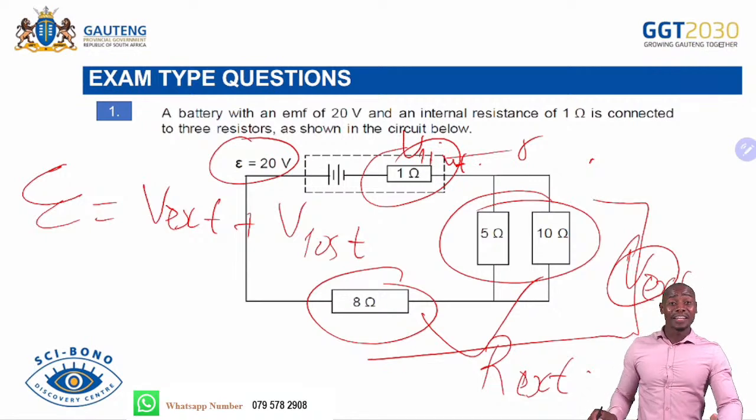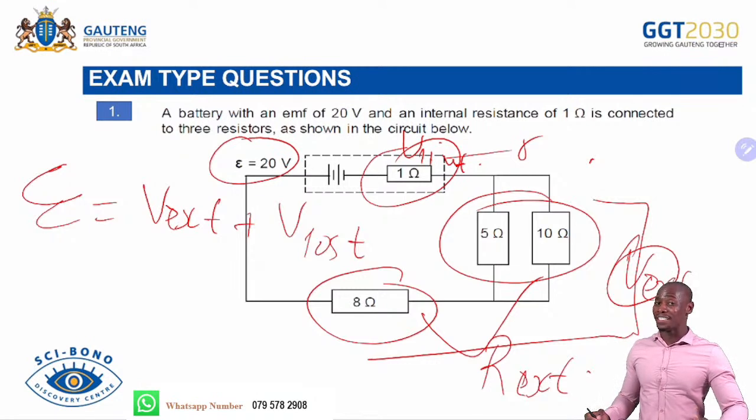Then another thing, learners, which is very, very important here. Remember, one, you must identify which resistors are connected in series and which resistors are connected in parallel. Remember, your internal resistance is always connected in series. Since it is always connected in series, the current that will pass through the battery will be the total current of the circuit. Why am I saying that?